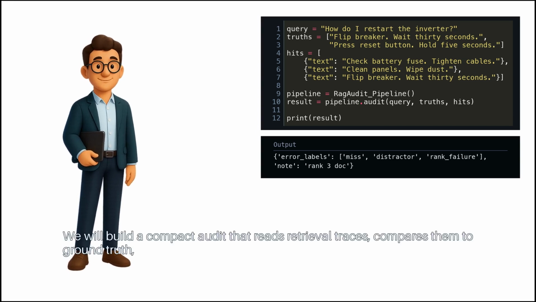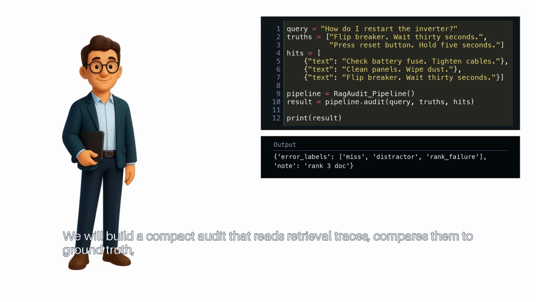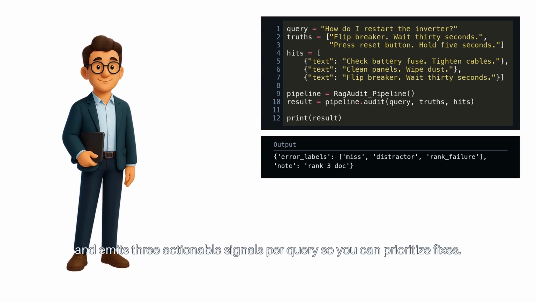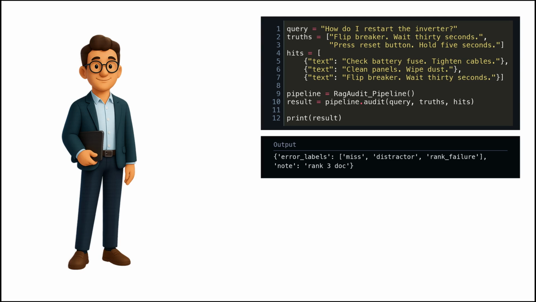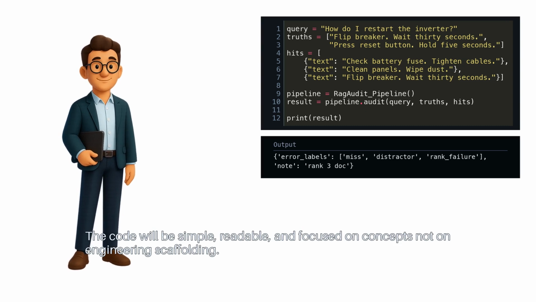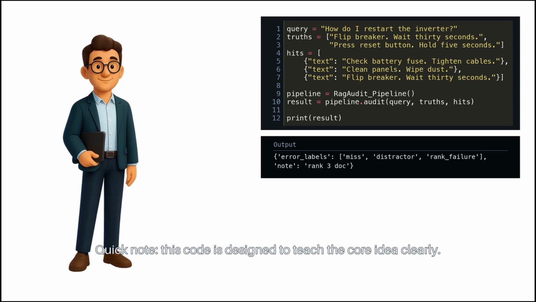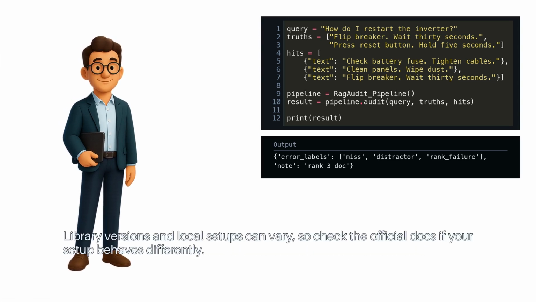We will build a compact audit that reads retrieval traces, compares them to ground truth, and emits 3 actionable signals per query so you can prioritize fixes. The code will be simple, readable, and focused on concepts, not on engineering scaffolding. Quick note, this code is designed to teach the core idea clearly. Library versions and local setups can vary, so check the official docs if your setup behaves differently.